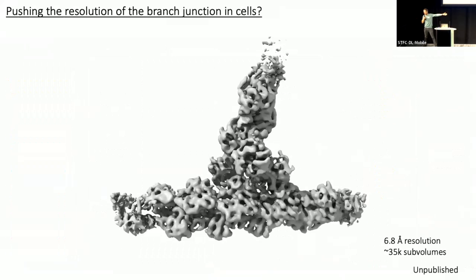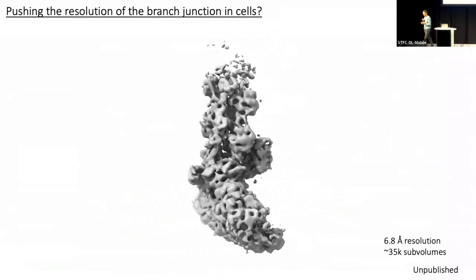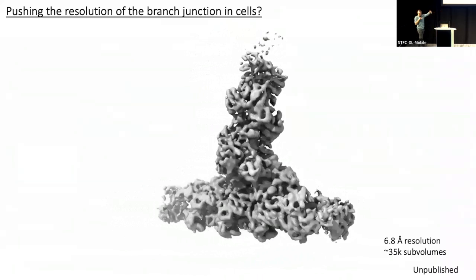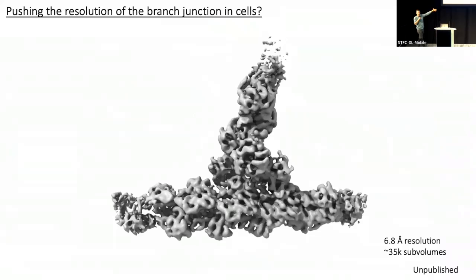Now, we wanted to see how far we can go in resolution with the branch junctions. We pooled all the data together, knowing that they're not really isoform homogeneous, because we have knockout 1, knockout 2, and 2 wild type, and we got a 6.8 angstrom resolution structure from around 35,000 subvolumes, which means we are still not dataset size limited. We can really go higher in resolution by adding in more data, and that's what we are currently trying to do, because obviously the goal would be to go beyond, let's say, 4.5 angstrom.